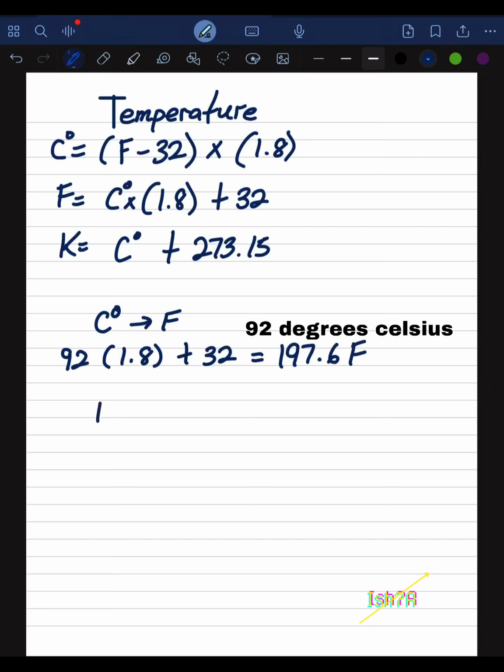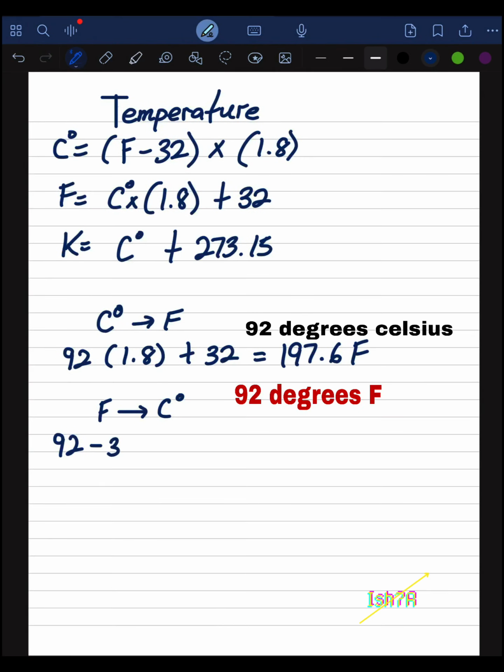If we change Fahrenheit to Celsius, and we begin with 92 degrees, subtract 32, and the result we multiply by 1.8, and this will be equal to 108 degrees Celsius.